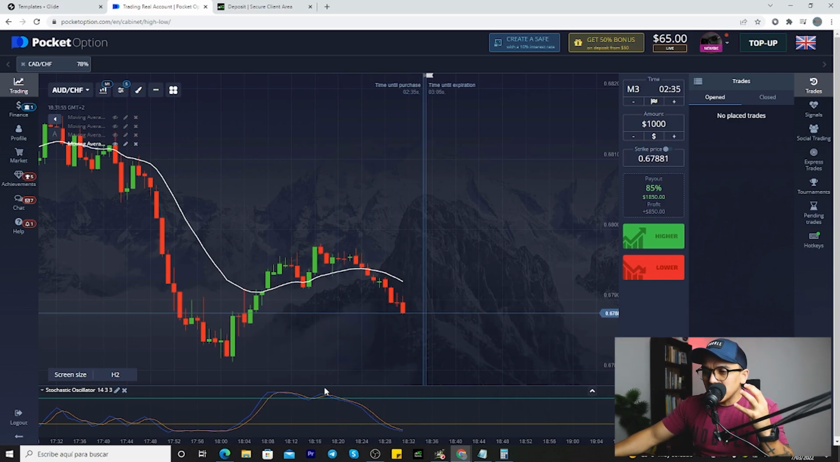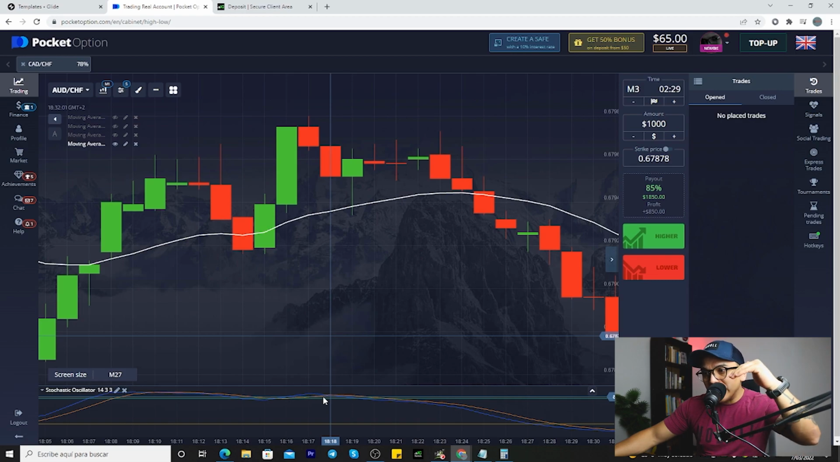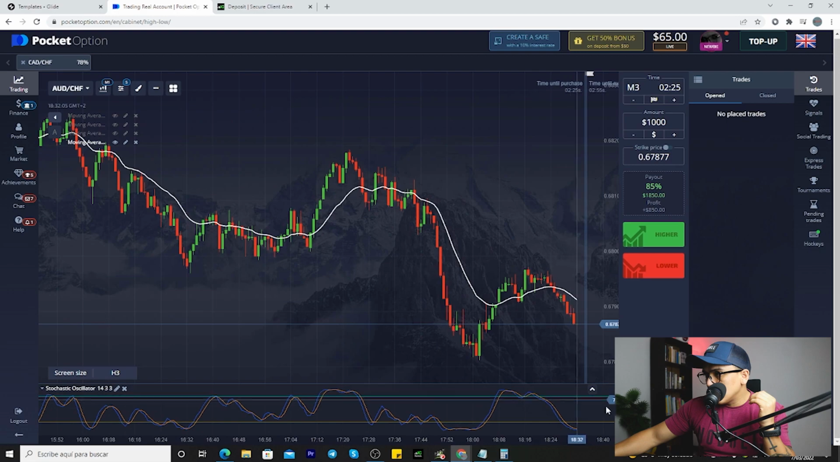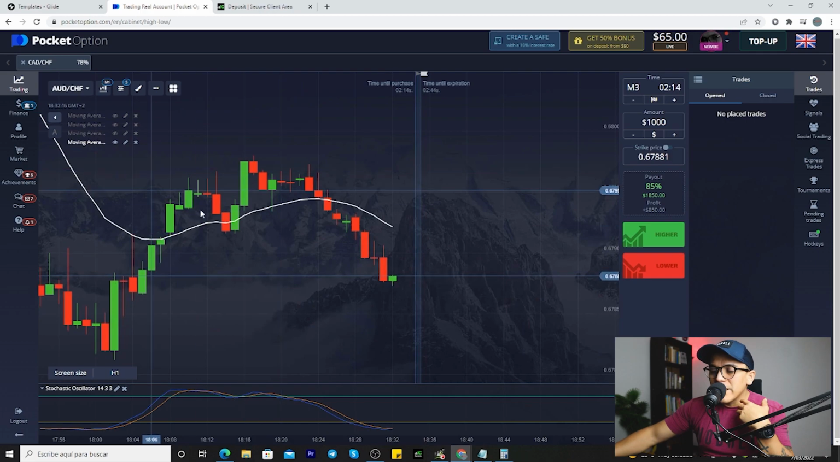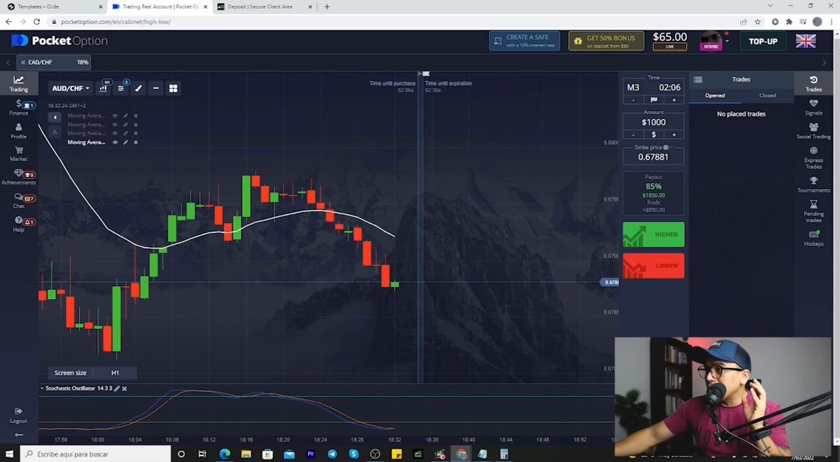At the moment of the crossing, you see the moving average inside my stochastic oscillator going down, and it's above the 80 level. Here is the 80 level, you can look at it. It's crossing and going down, and my exponential moving average is crossing and going down too. So I'm going to trade for a put. This is a good signal to trade for a put for 3 minutes.